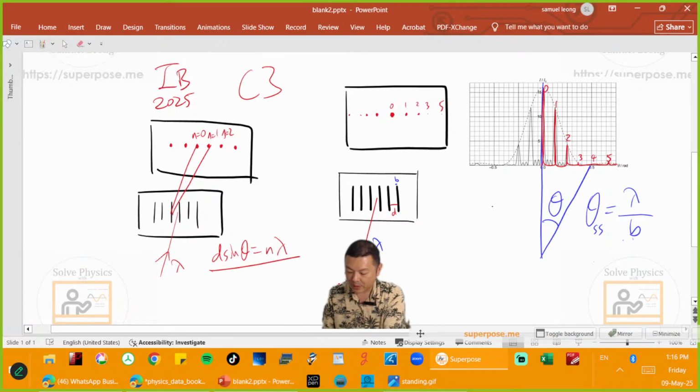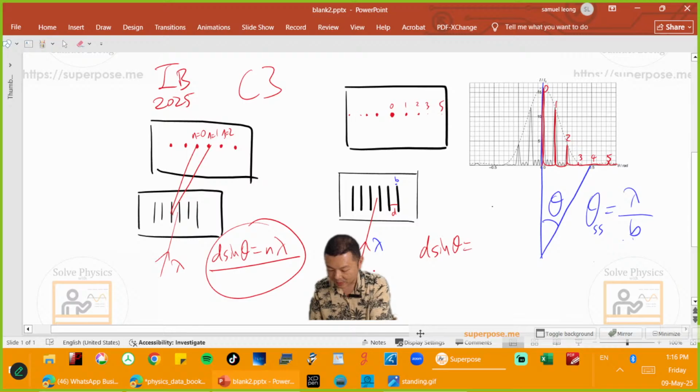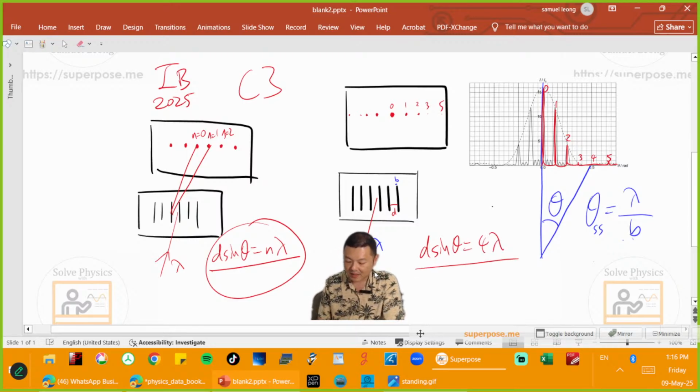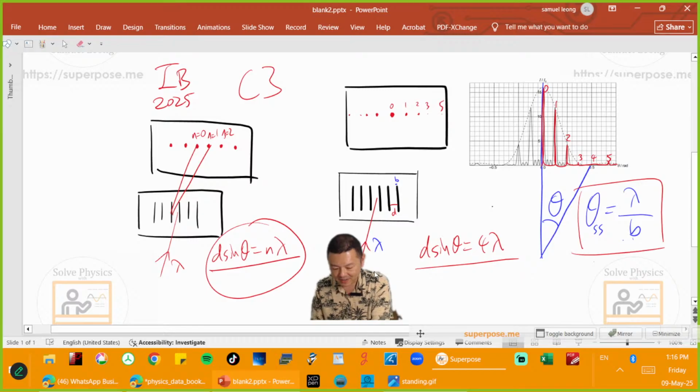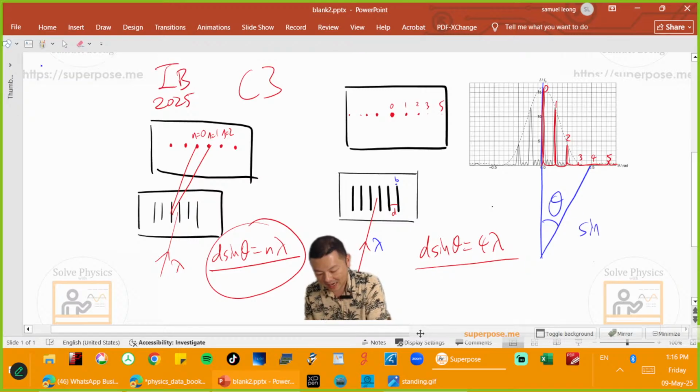This is the diffraction equation, this one here. He's saying that the fourth peak is missing, so d sine theta equals 4 lambda, correct? But then you see, for the single slit, the equation in the data booklet doesn't have sine. In fact, whatever you just said, your school's equation was correct. It will be sine theta single slit equals lambda over b.